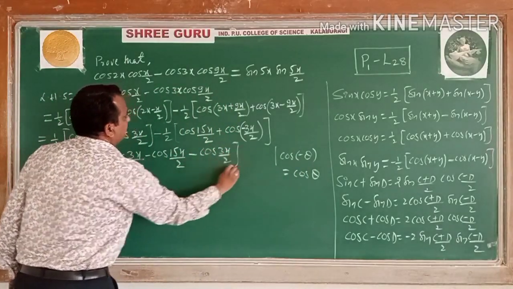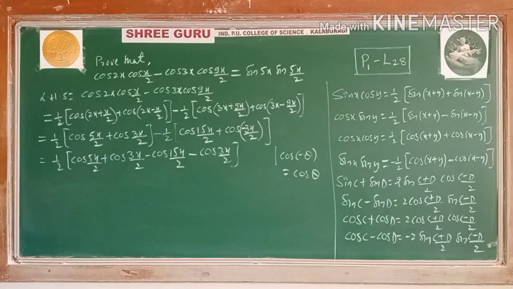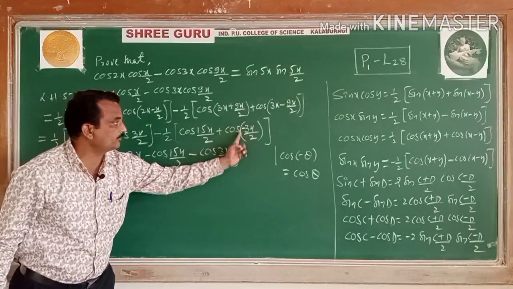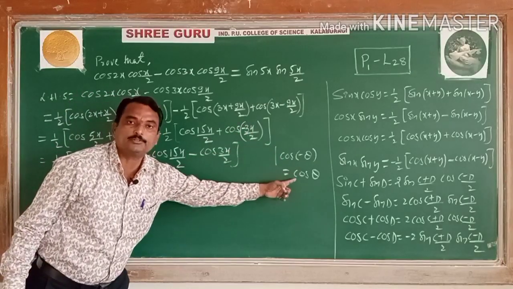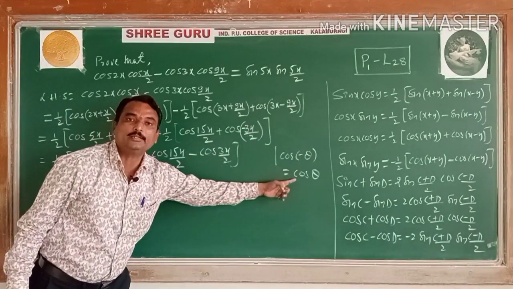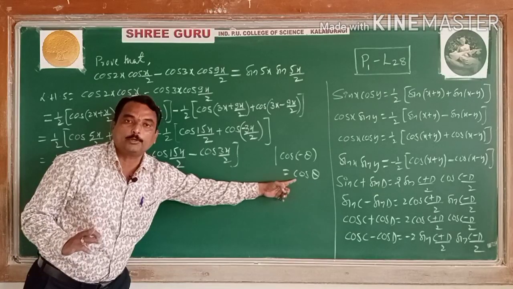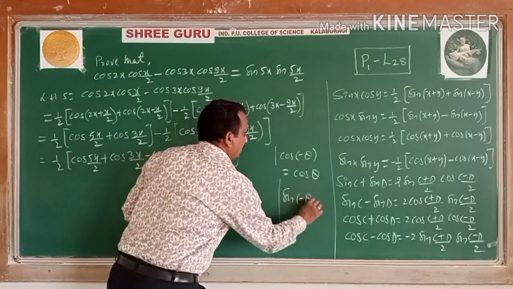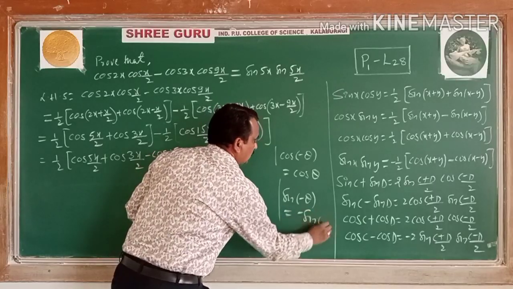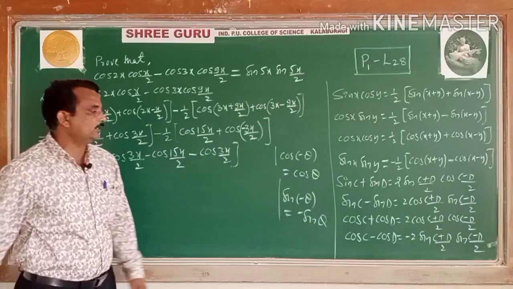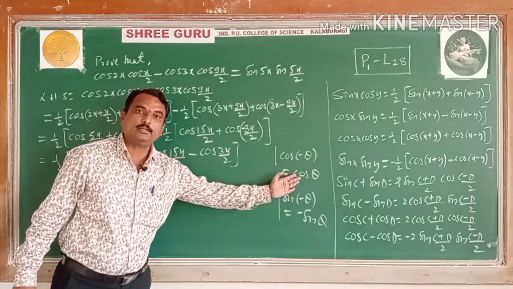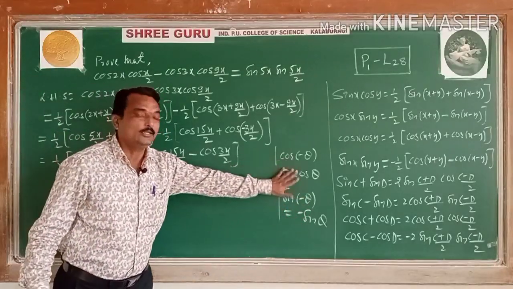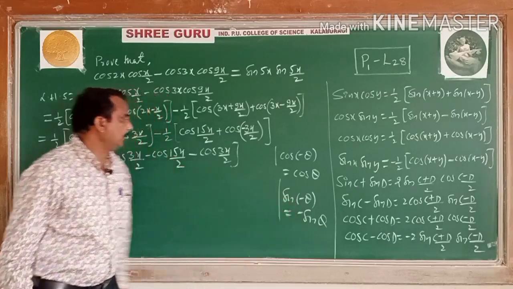Clear all of you, students? This 1 by 2 I have taken common here. This minus term, this is also a minus term, but this is minus of theta. Cos of minus theta becomes plus cos theta. You know very well, cos of minus theta and sec of minus theta are positive. The remaining terms become negative: sine of minus theta is minus sine theta, cos of minus theta is plus cos theta, tan of minus theta is minus tan theta. Except cos and sec, all the remaining functions are negative.